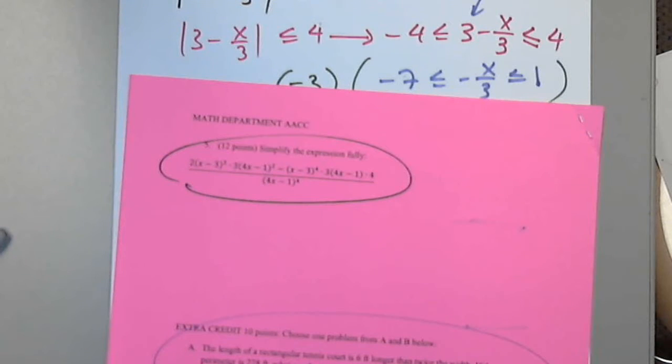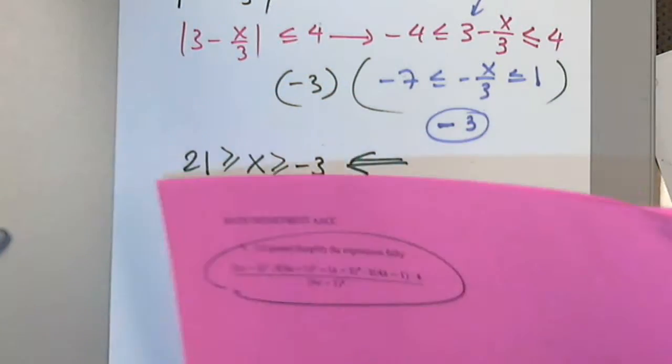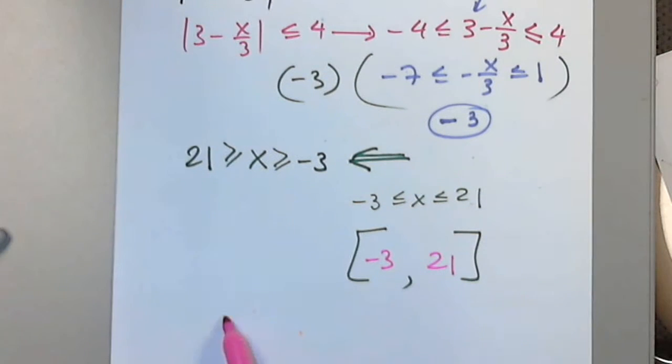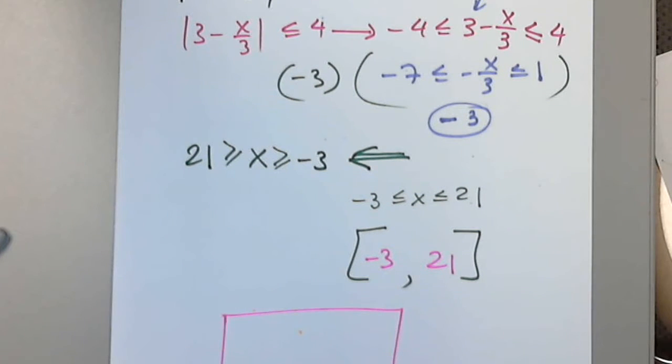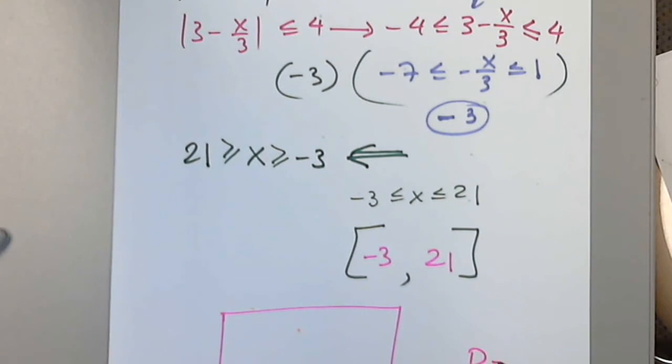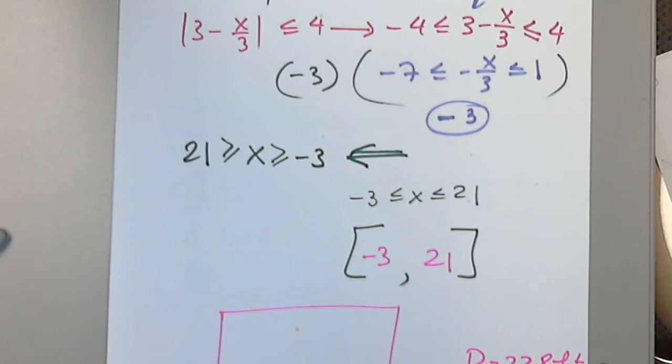Okay, the length of a rectangular tennis court is 6 feet longer than twice the width. So we have a rectangle, and we are told that the length is 6 feet longer than twice the width. If the court's perimeter is 228 feet, what are the court's dimensions?